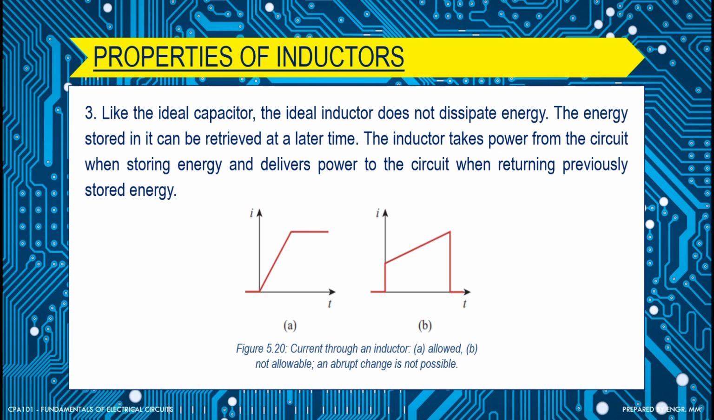So as you can see here in the figure, the first figure is allowable, or it can happen, with a gradual increase in the current, while the second figure is impossible or not allowable because there is an abrupt change in the current.